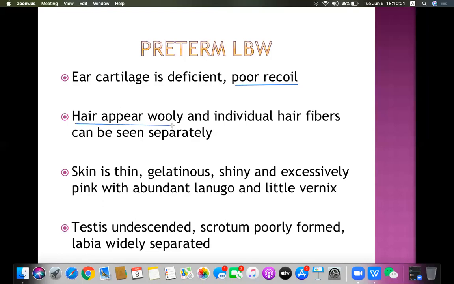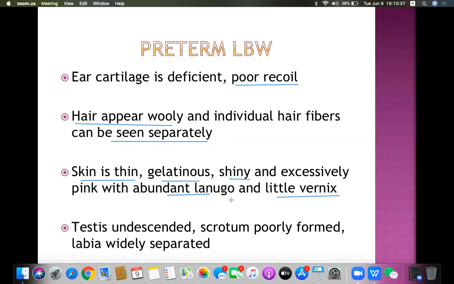Hair appears very woolly, and individual hair fibers can be seen separately. This is not like a mature term infant, in that the hair looks a bit denser. It is very scattered here in the preterm baby. Skin looks quite thin and gelatinous as well as shiny because it is very thin. So underlying blood vessels can be seen, and there will be abundant lanugo and very little vernix caseosa.